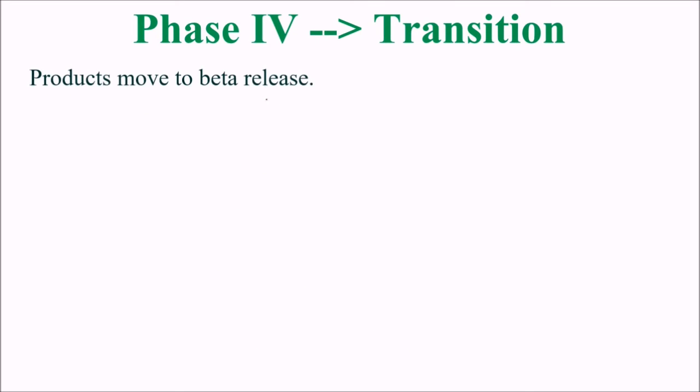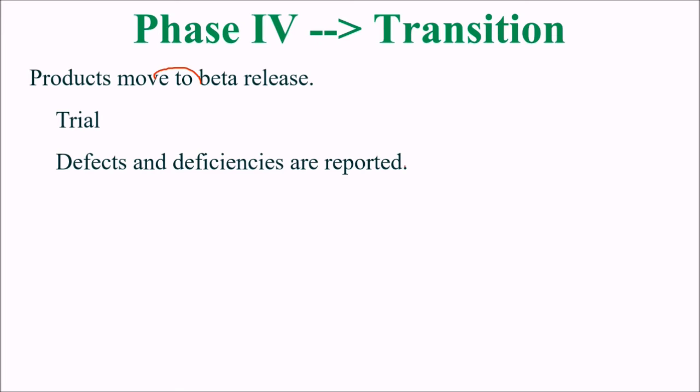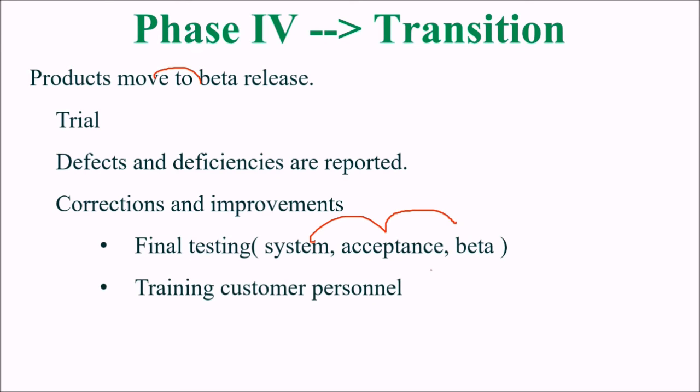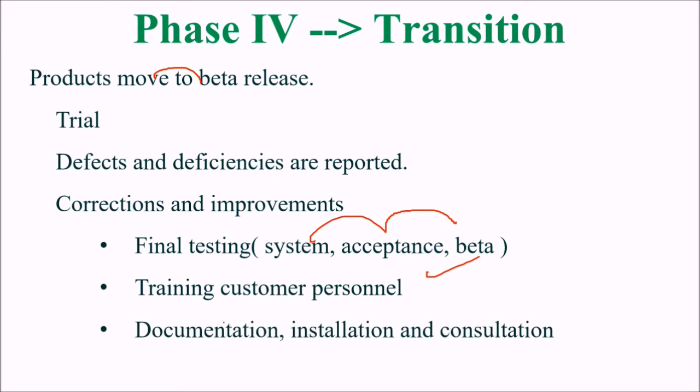Then we come to transition. The product moves to beta release, that is, we do trials, and defects and deficiencies are reported. Then the reported deficiencies and defects are corrected and improvements are made, like final testing, system acceptance beta, and then training the customer personnel, documentation, installation and consultation, and we perform the post-mortem review.